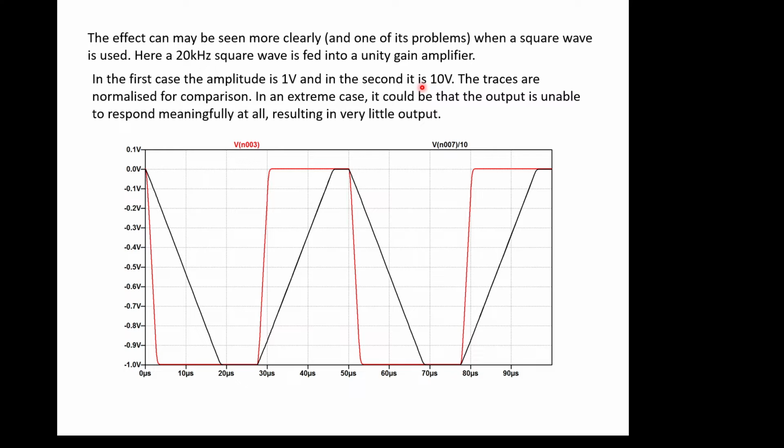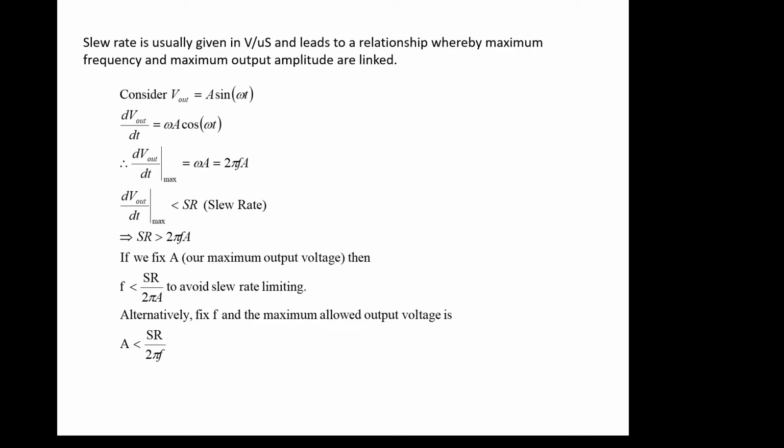And in the second, it's a 10 volt input, but it's been normalized so that we can fit it on the same graph, and you can see now that it's struggling to get near where it needs to get to, and we're turning it into a triangle. If you go higher in frequency and even higher in amplitude, you will probably find that the amplifier can't really move its output meaningfully at all in the time available, even though potentially its bandwidth says it should be able to. So that's something to watch out for.